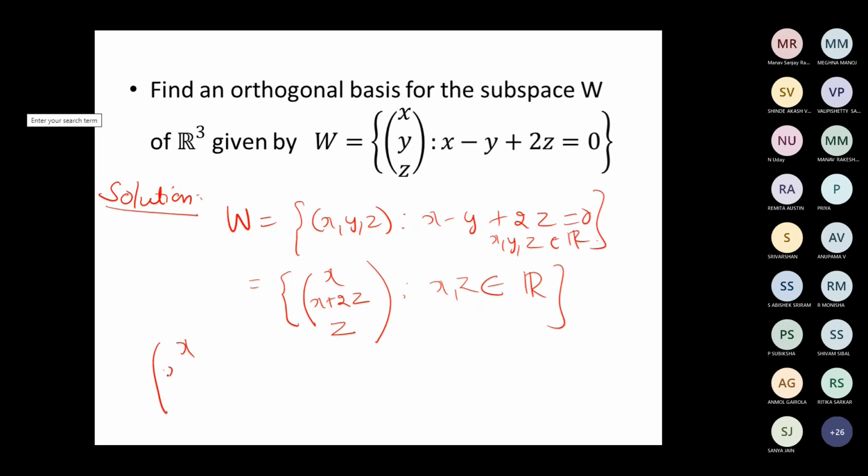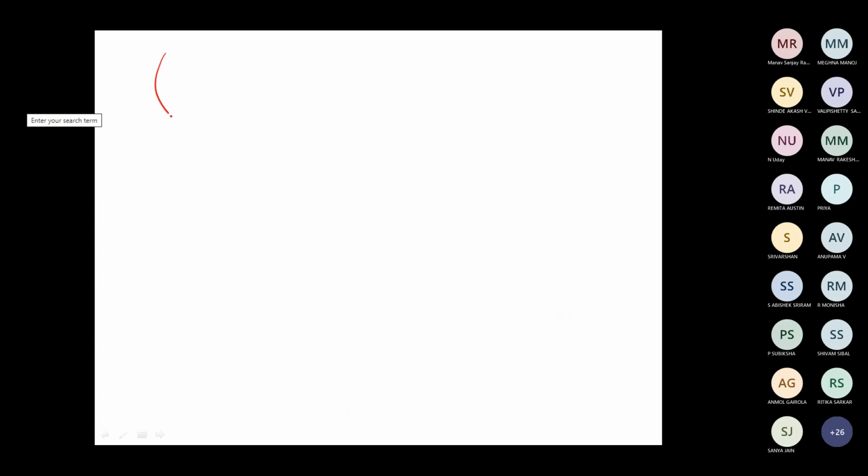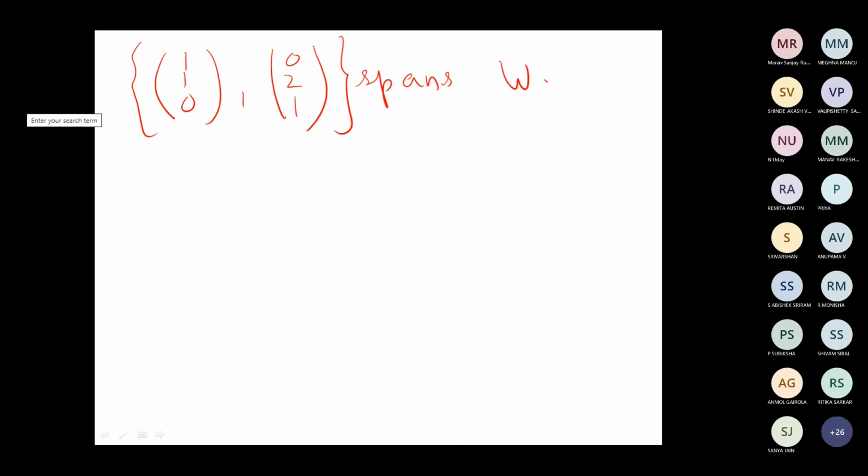So (x, x plus 2z, z) can be written as x into (1, 1, 0) plus z into (0, 2, 1). Okay. So (1, 1, 0) and (0, 2, 1) span W. This set actually spans W. If it is linearly independent, then it forms a basis for W, right? So we need to prove that this set is linearly independent.